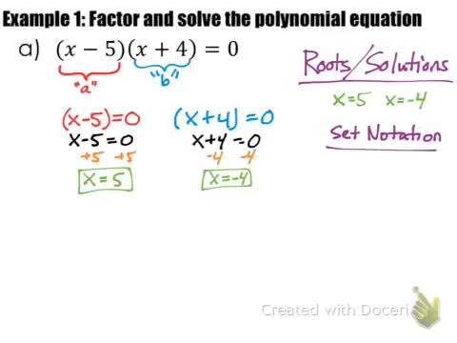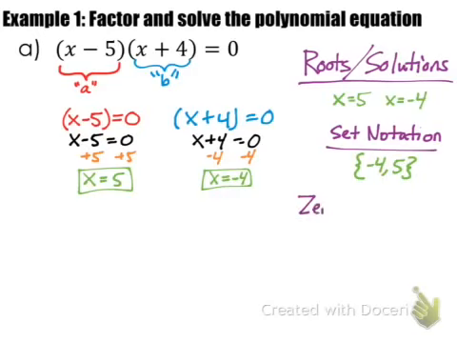Now we also can write our answers in set notation using braces, where we have, it's not a parentheses, but in our braces we have our negative 4 and our 5, and we close it off with our braces. So in this notation, we write all of our x values or our solutions in between our braces.